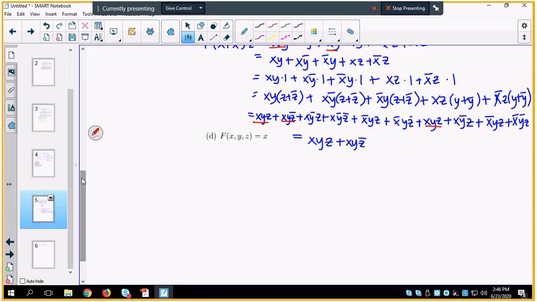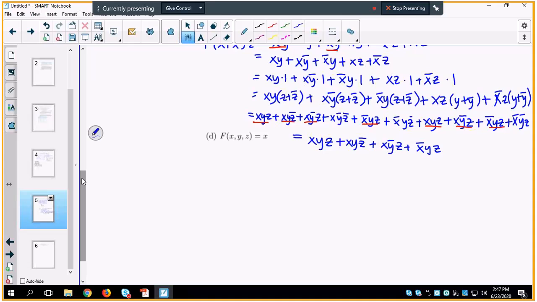So then I'll look at xy bar z. I do have two of those. I have xy bar z, xy bar z. So I'll use the idempotent property to say this is xy bar z. Then I have x bar yz. And again, I have two. So here's x bar yz, x bar yz. So this will be plus x bar yz. And those are all of the terms that have one complement.